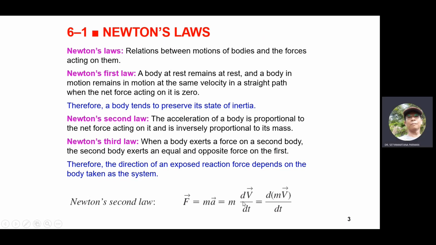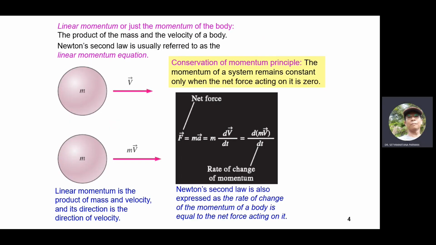And then if the mass changes with time, Newton's second law can be expressed as the derivative d(mV)/dt. M multiplied with V is the momentum. So linear momentum, or just the momentum of the body, is the product of the mass and the velocity of the body. Newton's second law is usually referred to as the linear momentum equation.